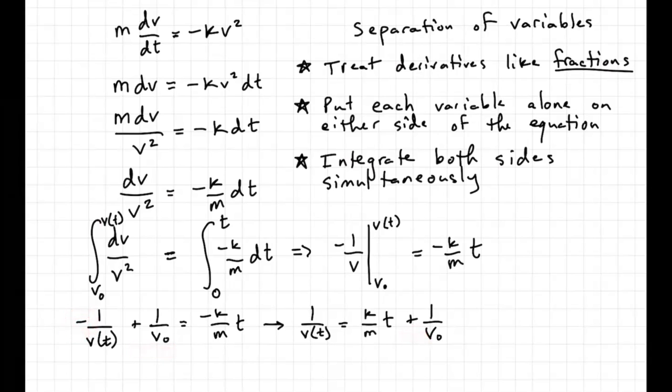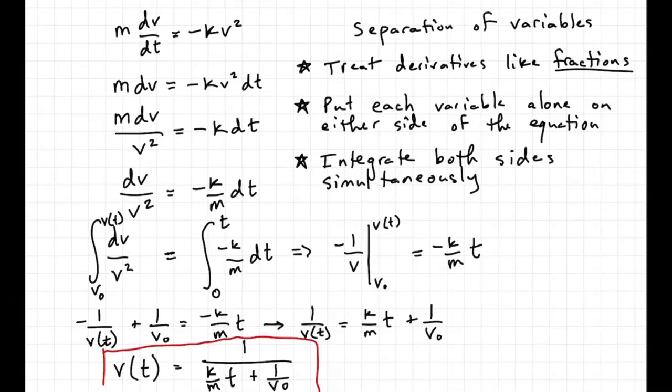Okay, so that's interesting. So 1 over the velocity is linear. So what does that mean? That means that the velocity as a function of time, if I invert everything, is 1 over this linear function. And that's my result. That's the velocity as a function of time.